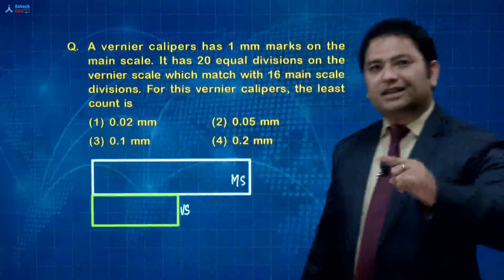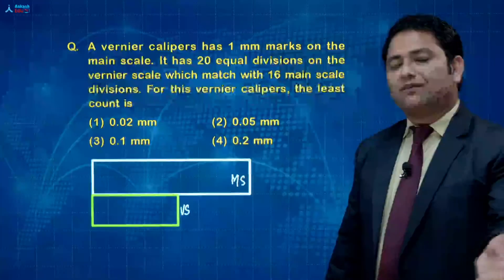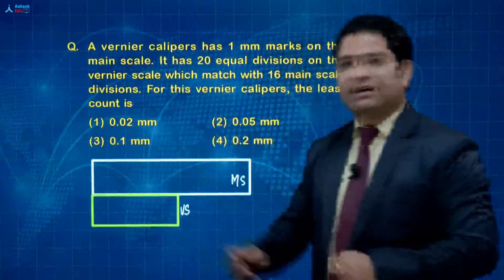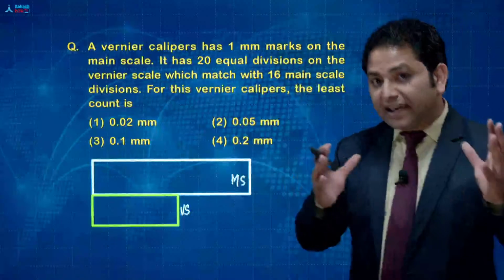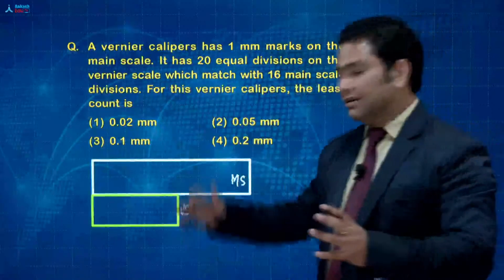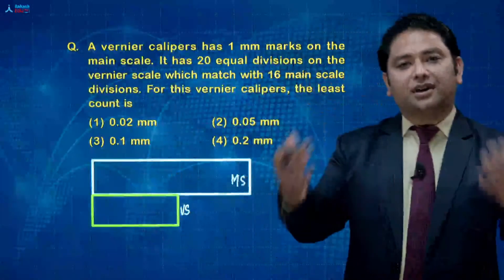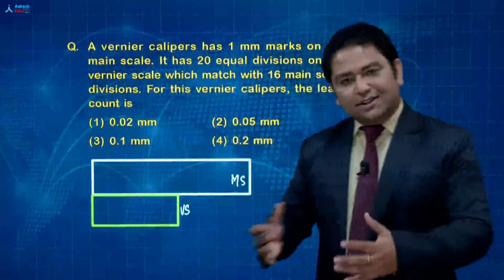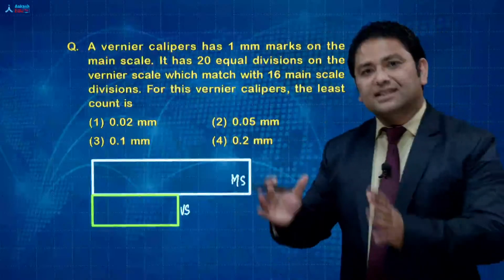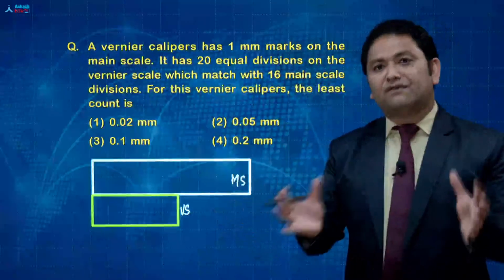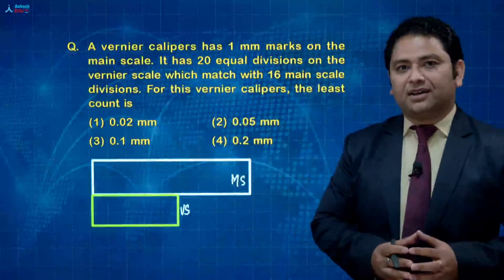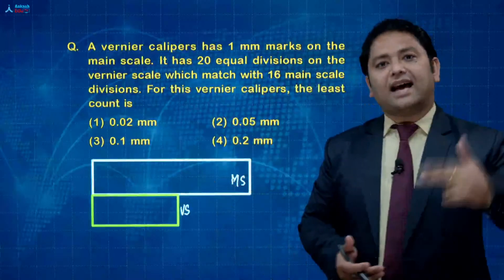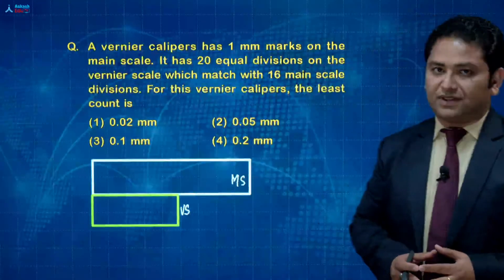Now vernier scale is one thing, while vernier caliper is another thing. This entire arrangement, that will be called as the vernier caliper. So just remember, the combination of main scale and vernier scale will give us the vernier caliper. Or constructionally, this is maintained. This is in the design feature of the vernier caliper, that the least count of the main scale is slightly greater than that of the vernier scale.